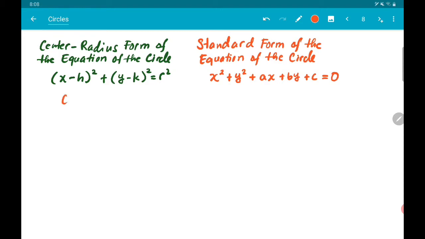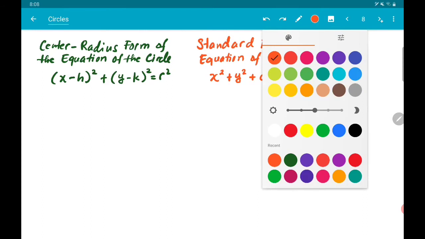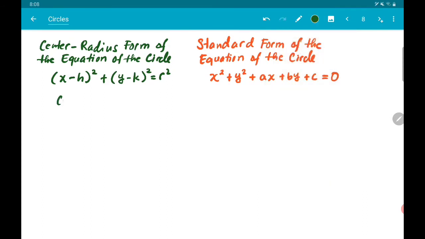It shows us the center, which is (h, k), and of course it shows us the radius, which is the square root of r squared. The radius is equal to r. But there's what we call the standard form of the equation of the circle.